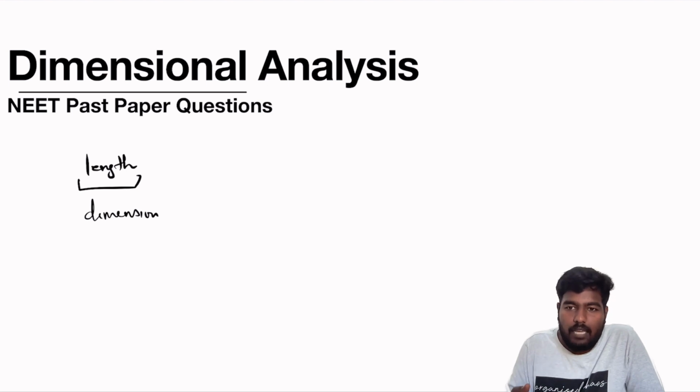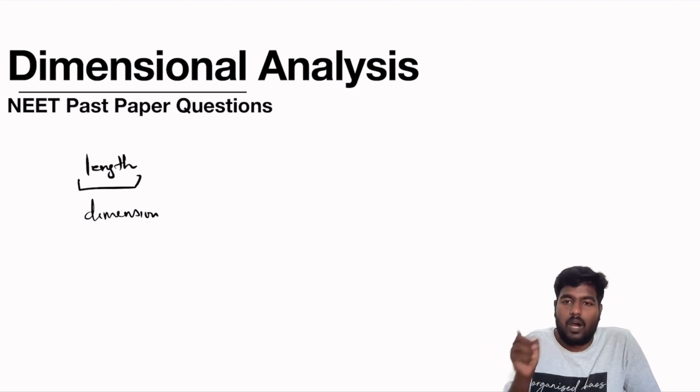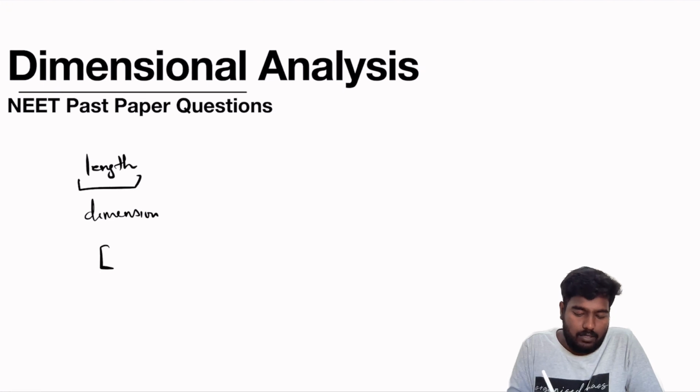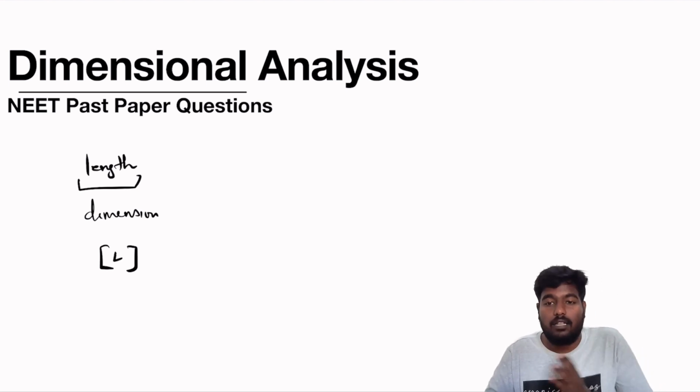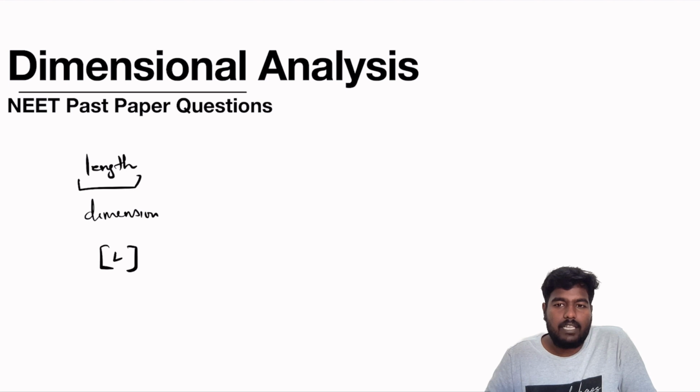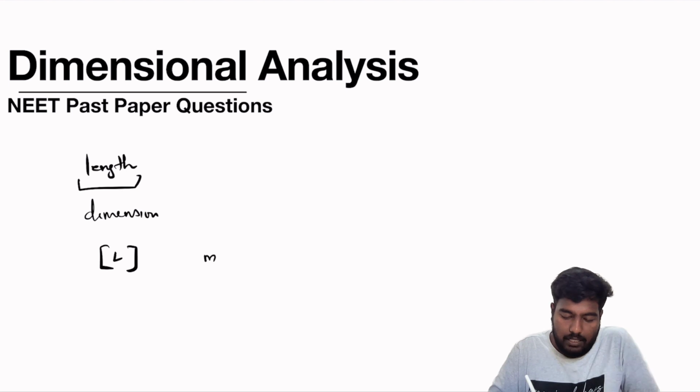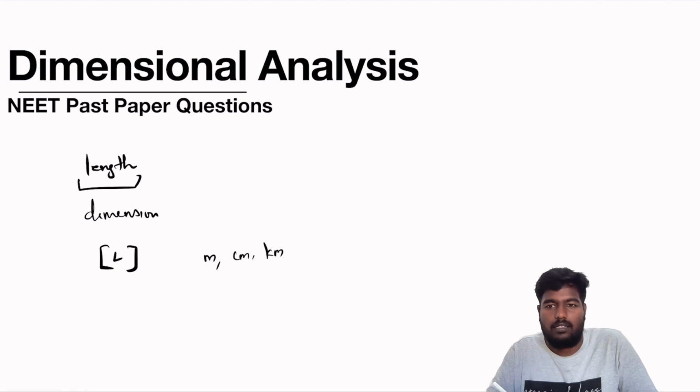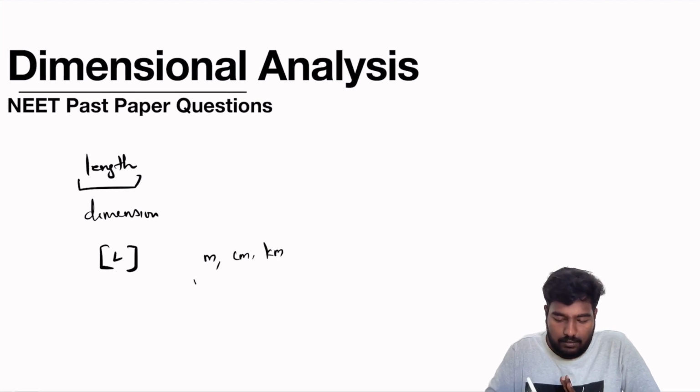Whenever you name some dimension, you ought to draw the square bracket. This means that you're talking about the dimension. For example, the symbol for length is L. The units, on the other hand, can have various values depending on what you are measuring. For example, you can measure in meter, centimeter, kilometer. Obviously, they are not the same. They are tens of orders of difference, but the dimension is the same. The units can be different, but the dimension is the same.